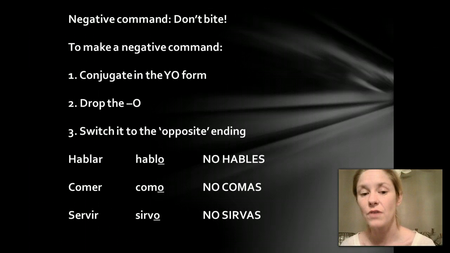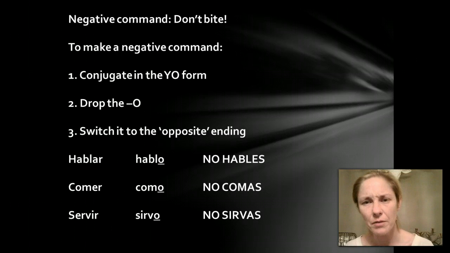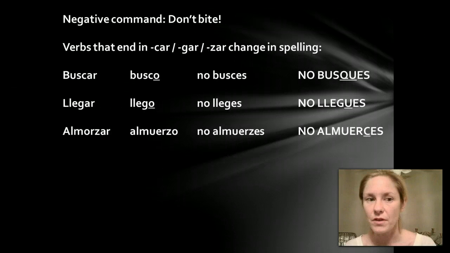So here's your example. Hablar. Yo is hablo. Drop the O, add the opposite. So since it's an AR verb, the opposite tú ending is ES. So your command is no hables, which is don't talk. Comer. Yo form, como. Drop the O, add the opposite. It's an ER, so you add AS. No comas. Servir. Yo form is sirvo. Where's that I coming from? It's a stem changer. And it goes to no sirvas.